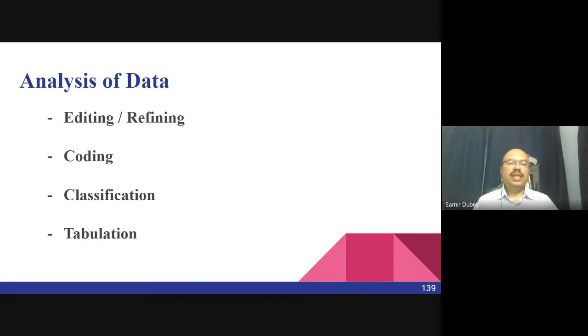Then we analyze the data. It starts from editing the data. We refine it, because it may be possible that everybody might not have given you the correct answer. At present, I do not have that data set right now. Unfortunately, I'm unable to show you that specific data set, but I got a data set in which there was a study on scheduled caste and scheduled tribe women, pregnant women. The research was on the government scheme in which the government provided a nutritional diet to the pregnant women.